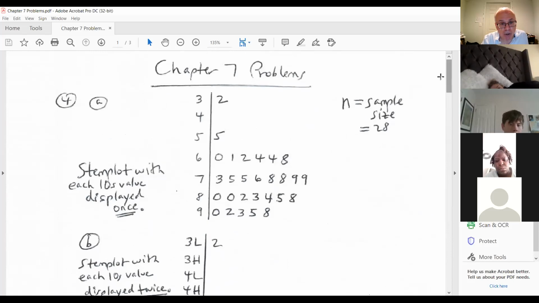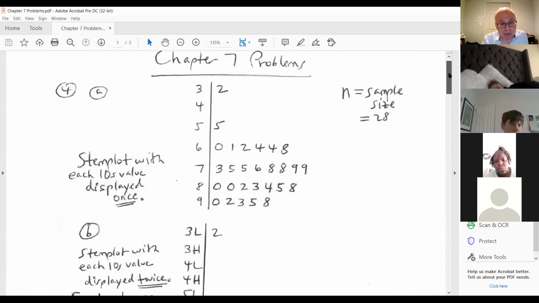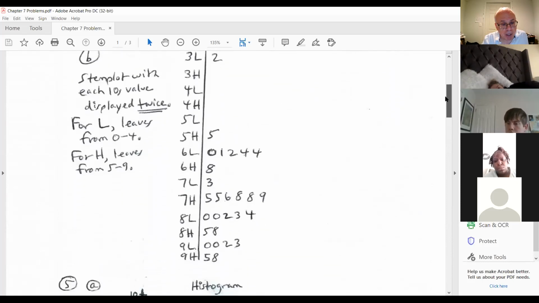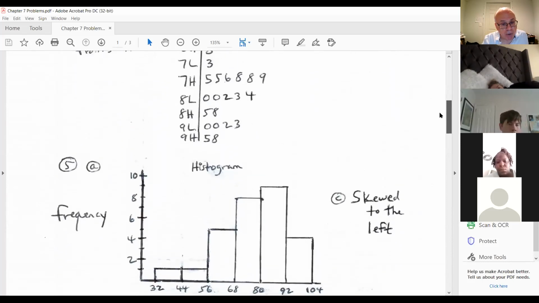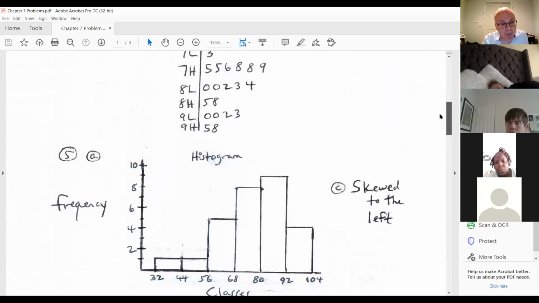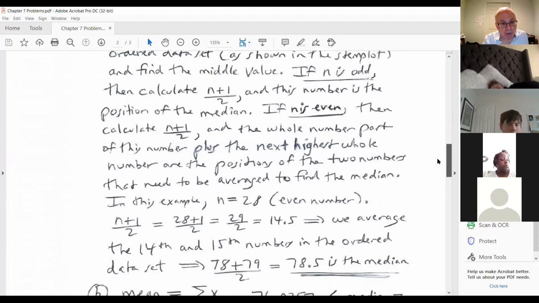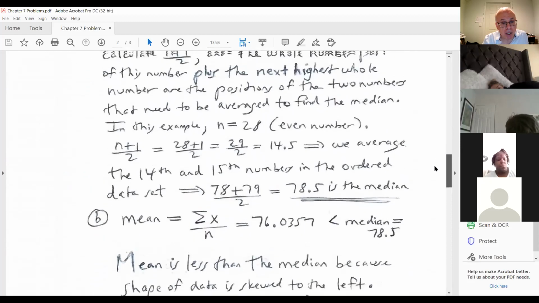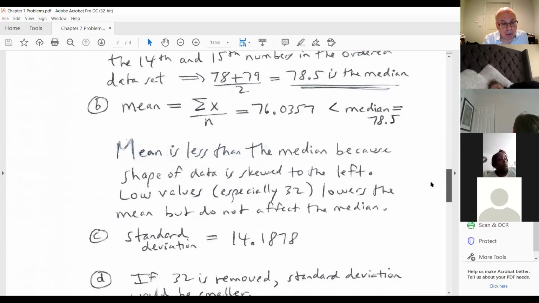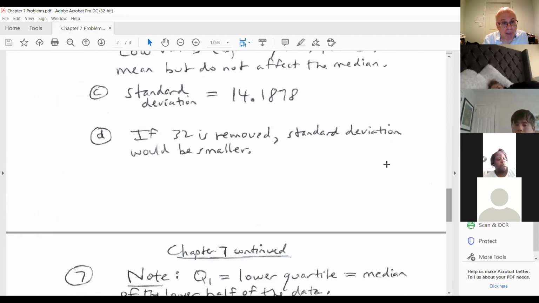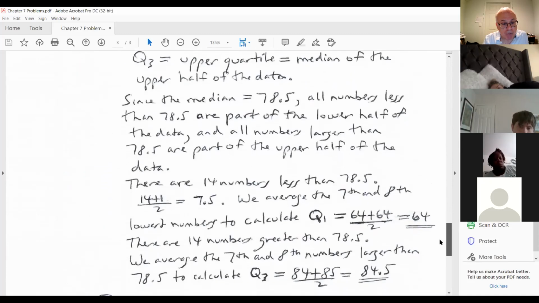I show you how I created the stem plots. That'll be the first thing. And then I show you a way of creating a histogram. And this histogram will prove to you that this data set is skewed to the left. That was the point of doing the histogram, to show you that. And then I show you how to find the median, and then the mean and standard deviation. And then quartiles. I'll show you how to find those.